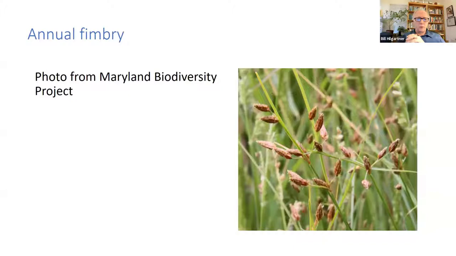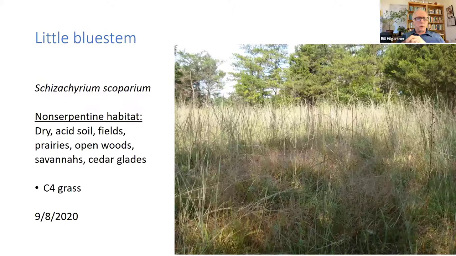Okay, little bluestem really comes into its own in September. And by this time it reaches pretty much its full height. It has that bluish tint to it that gives it its name. And it's a beautiful grass. As you can see, and I'm sure many of you know, this is a typical prairie grass. And this is why I've often been calling these serpentine outcrops prairies, because it's very common, for example, in northern Texas and Oklahoma and eastern Kansas and so forth, in much drier parts of the country.